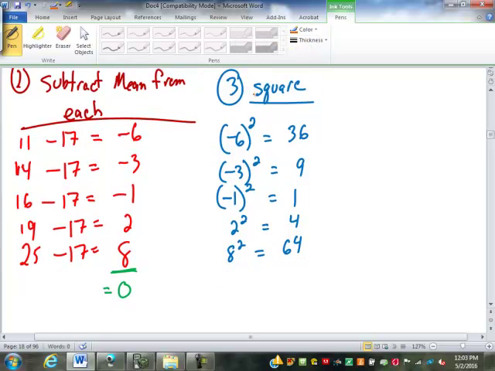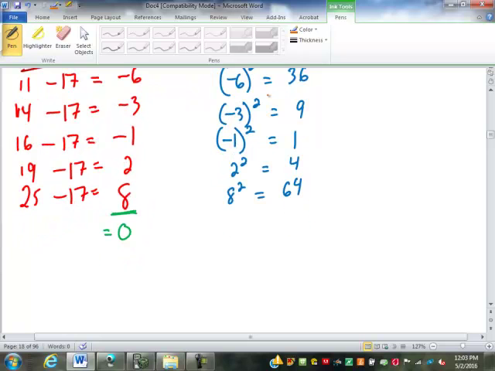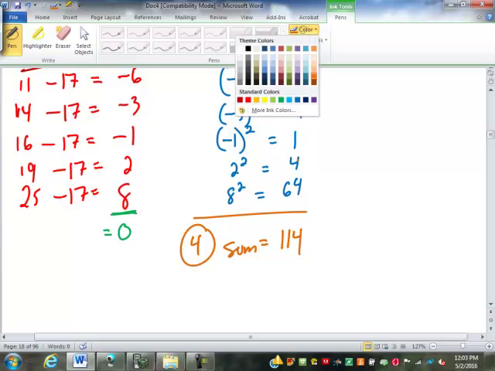Next, step 4 is to find the sum of those numbers. So we got 36, 45, 46, 50, 114 is our sum.